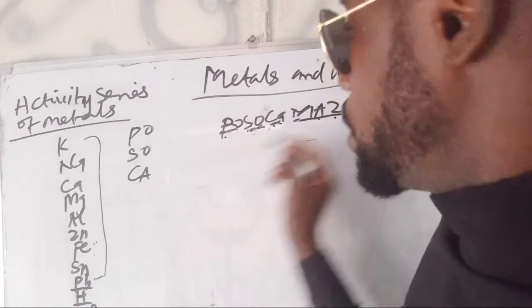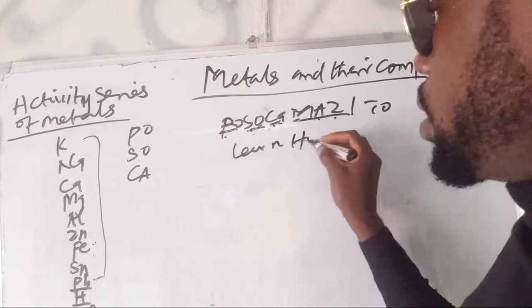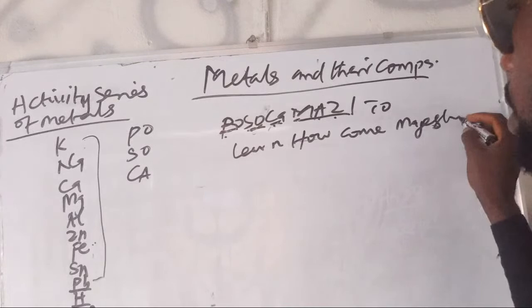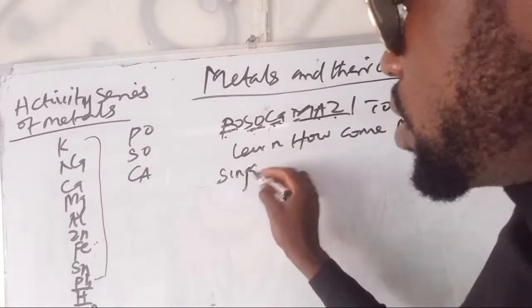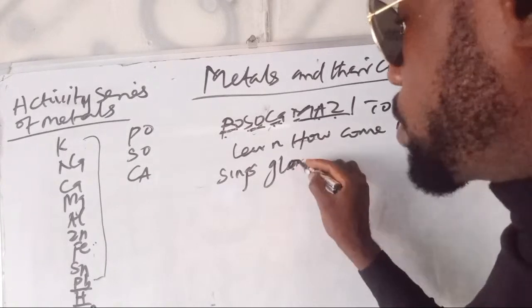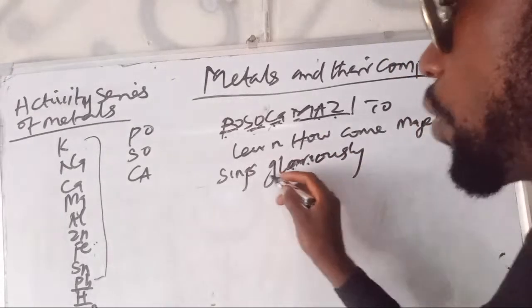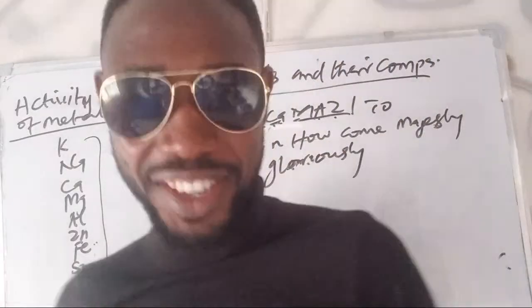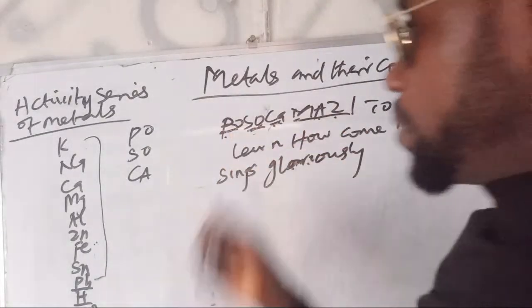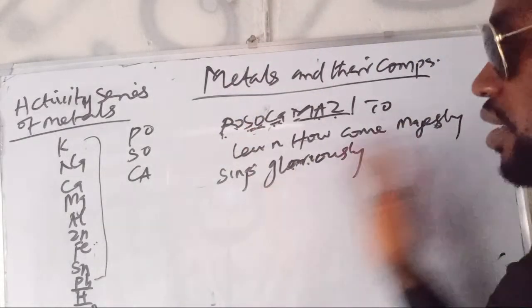Then to continue, POSOKAMAZI is a statement to learn how come Majesty sings gloriously, or glamour, whichever. Let's say gloriously. This is an acronym. That doesn't mean I sing gloriously, please. Although I'm a chorister, of course. But this is the acronym. POSOKAMAZI, you just use this acronym. POSOKAMAZI, to learn how come Majesty sings gloriously.